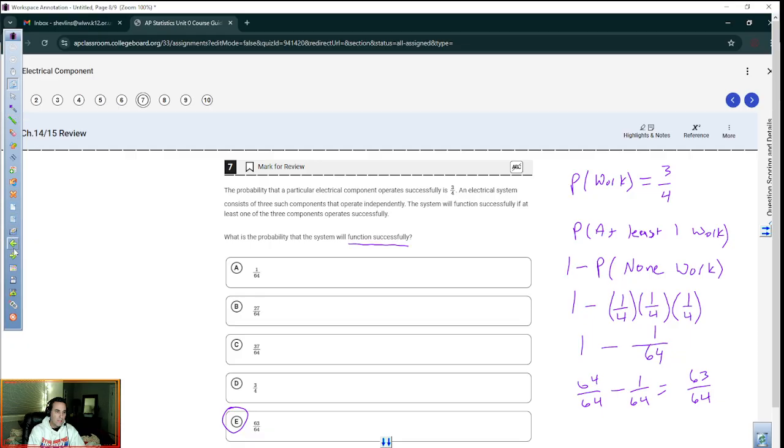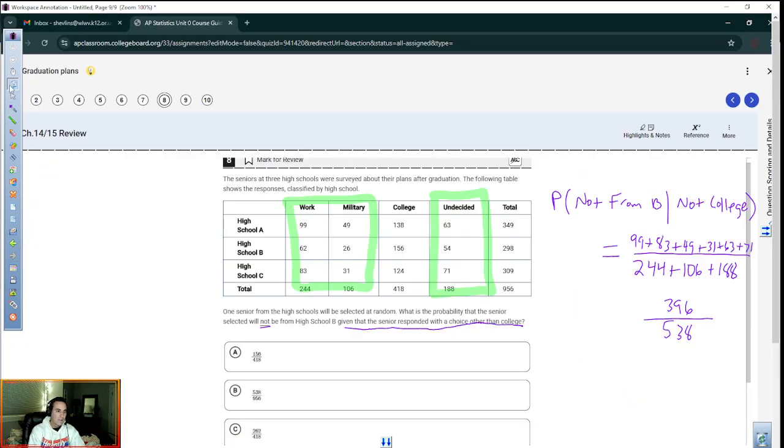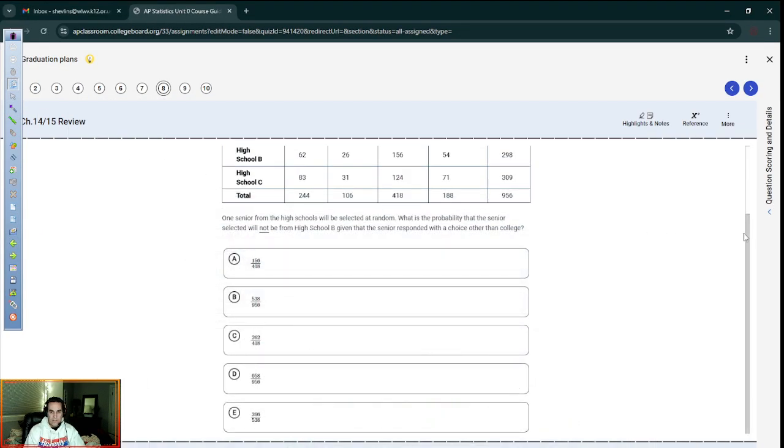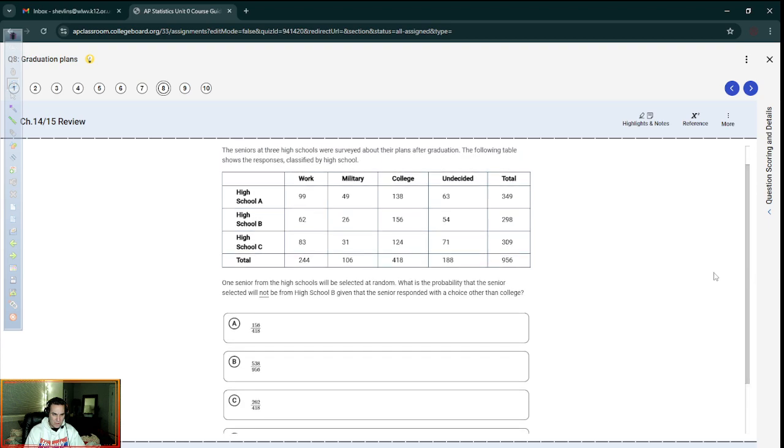Go back and then go back again. So answer choice E, that is your one. Notice they have a lot of 956 on the bottom. There's a 418, so one of them was the college group. That might be one that people pick because you'll probably add this one and this one and put it over 418. That's probably that one right there. So a lot of ways to get it wrong on this one.